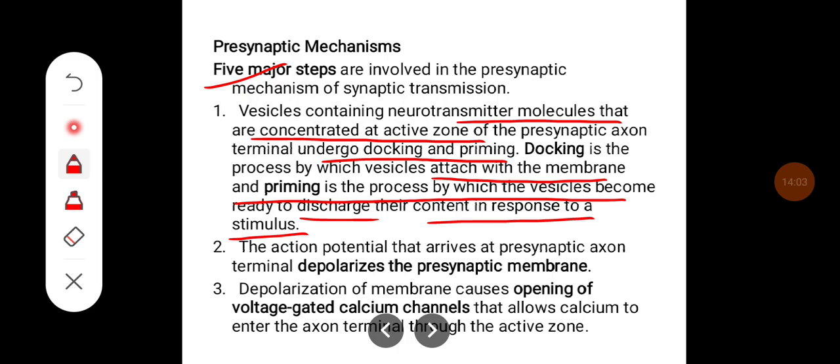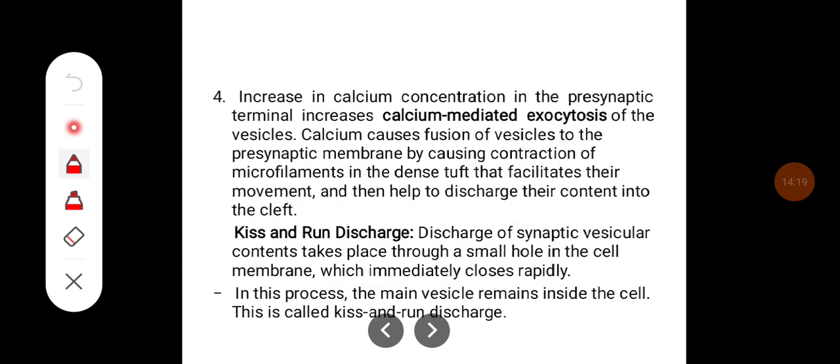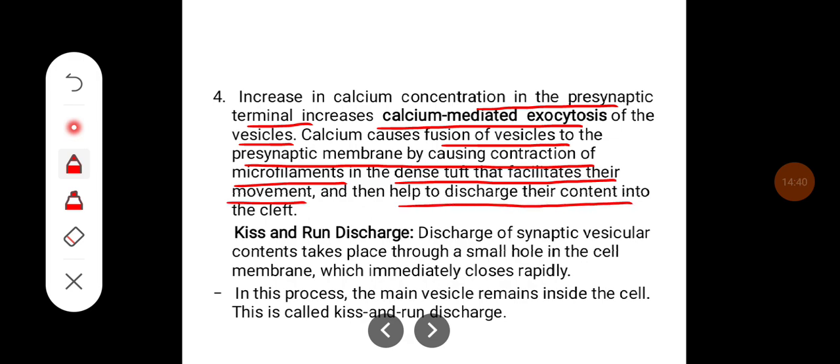The action potential that arrives at the presynaptic axon terminal depolarizes the presynaptic membrane. The depolarization of the membrane causes opening of voltage-gated calcium channels that allows calcium to enter the axon terminal through the active zone. Increase in calcium concentration in the presynaptic terminal increases the calcium-mediated exocytosis of the vesicles. The calcium causes fusion of vesicles to the presynaptic membrane by causing contraction of the microfilaments in the dense stuff that facilitates their movement and then helps to discharge their contents into the cleft.